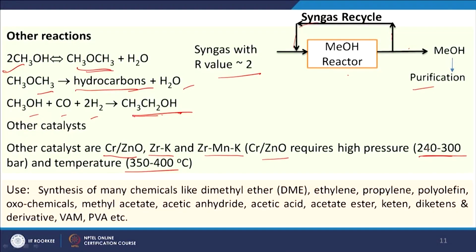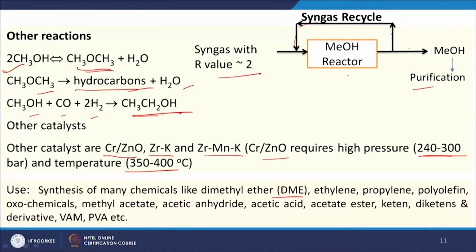Once we get the methanol, it can be used as a building block for different types of chemicals. Some of the chemicals which we can get, as mentioned here, are dimethyl ether, ethylene, propylene, polyolefins, oxo chemicals, methyl acetate, acetic anhydride, acetic acid, acetate ester, ketene, diketene, etc., and many more.